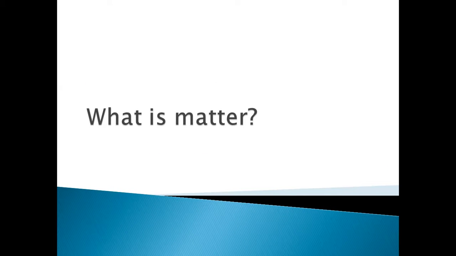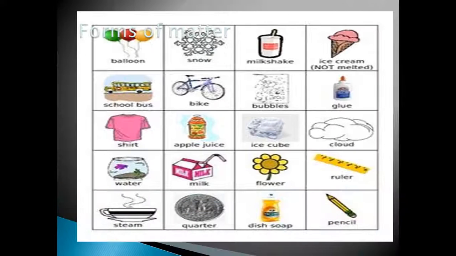Last session, we talked about what is matter. What is matter? Yes, very good. Everything around us is made of matter. The book you read, the ball you play with, the water you drink, even the air you breathe are all examples of matter. So that's interesting. So what is matter exactly?